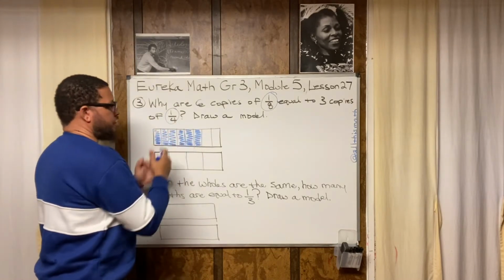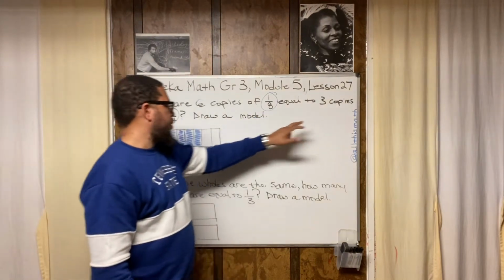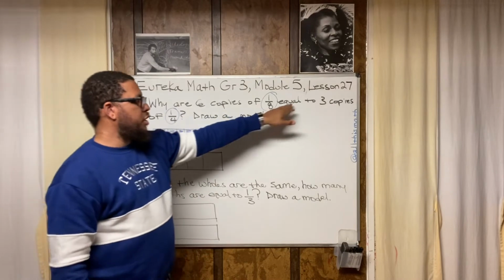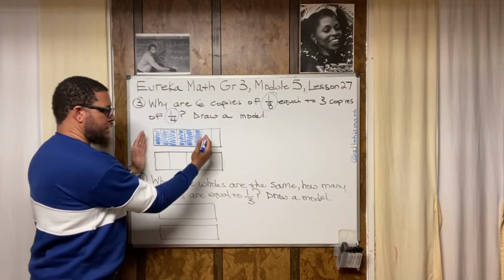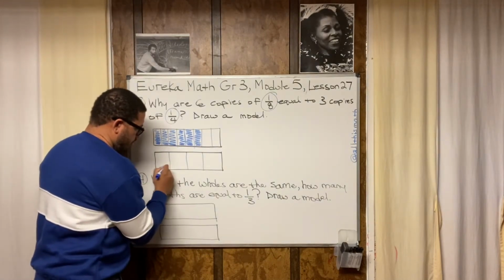6 copies of 1/8. Now, if we draw also 3 copies of 1/4, we want to see if those are equal. If they're equal, that means they're going to look the same size. They're going to be just as big. All right. So 3 copies of 1/4. So here's 1/4.